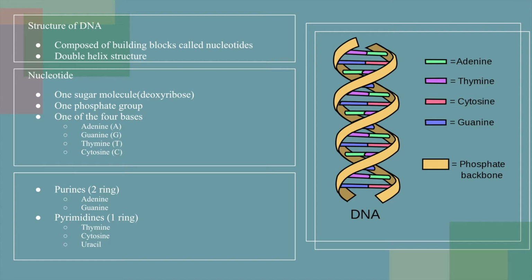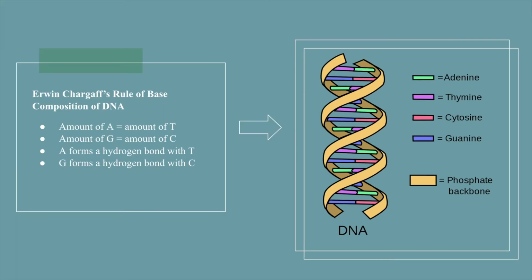The image on the right shows the double helix, the phosphate backbone, and the bases in between. Chargaff's rule of base composition of DNA shows that the amount of A equals the amount of T, and the amount of G equals the amount of C. So adenine forms a hydrogen bond with thymine, and guanine forms a hydrogen bond with cytosine. In the picture, we can see that adenine bonds with thymine, and cytosine bonds with guanine.